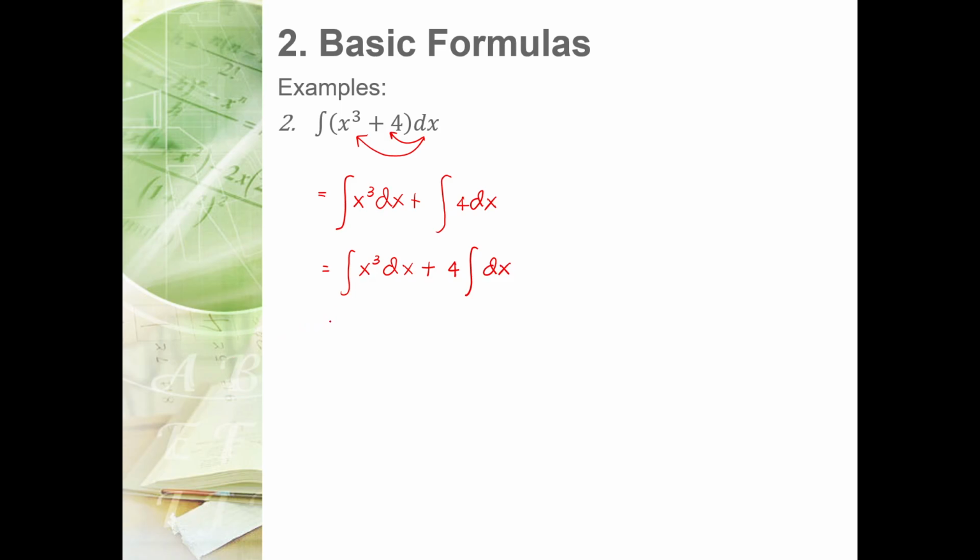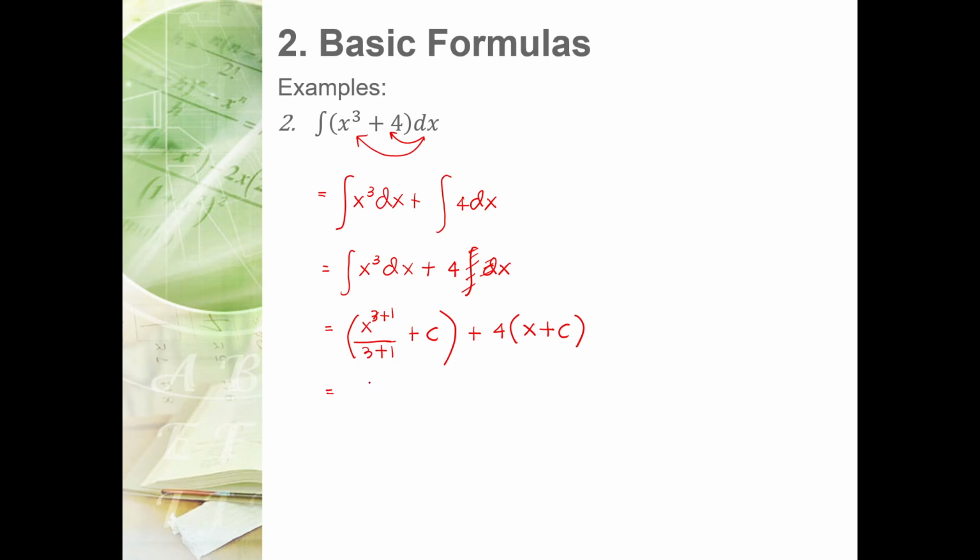In the first integral, we're going to use the exponent rule. So that's x to the power of 3 plus 1 over 3 plus 1, plus c. And in the second term, that's 4 times x plus c. So the integral of dx is x. More likely, the shortcut is that the integral of dx just eliminates the d and gives x.